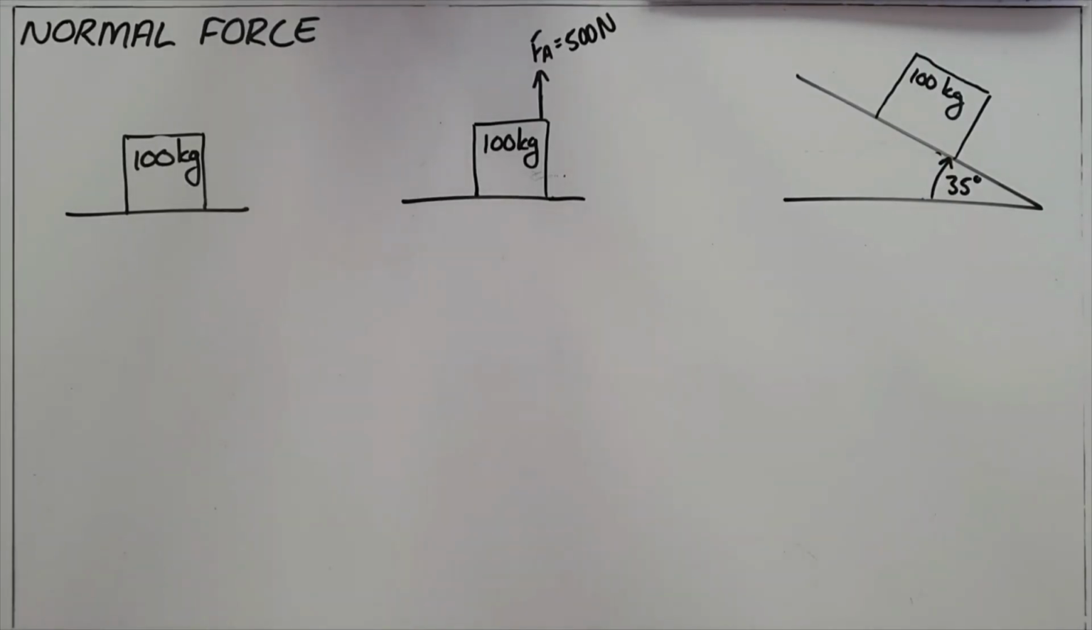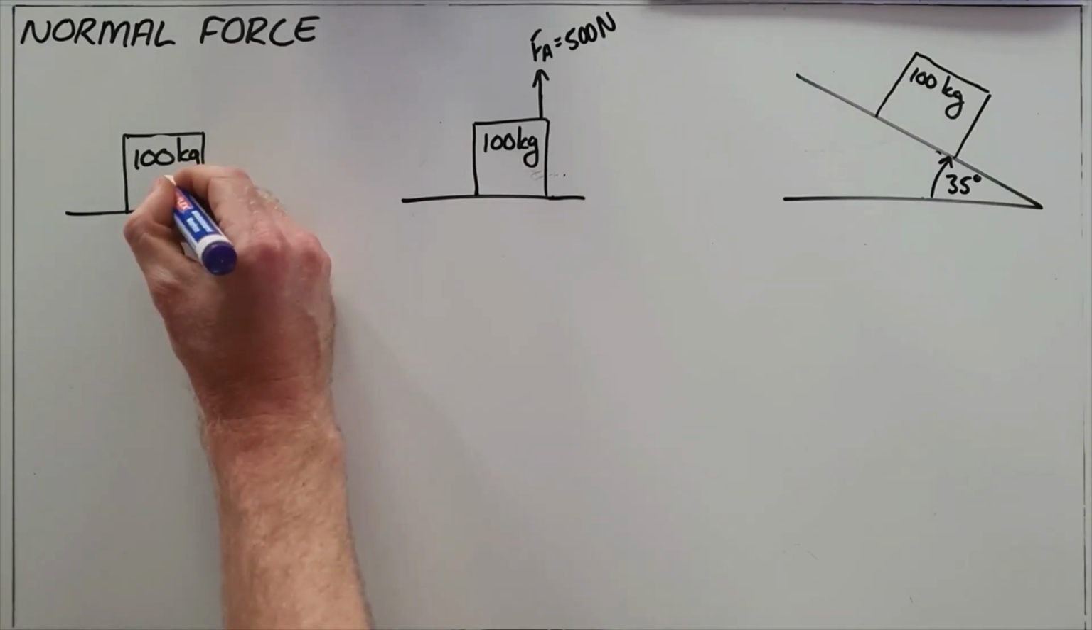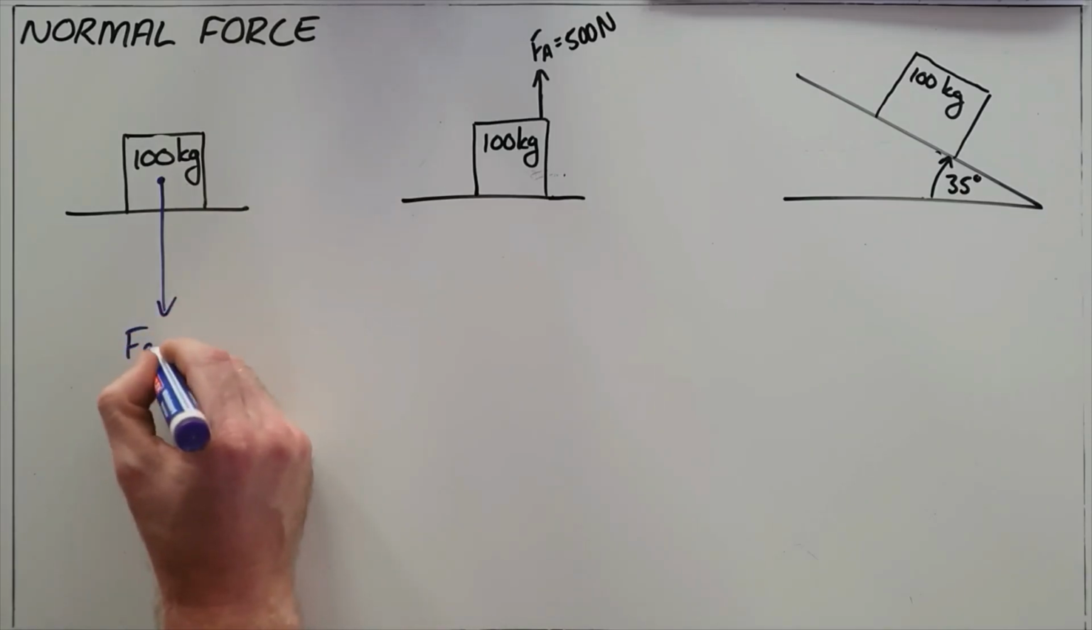The normal force is the force that acts perpendicularly upwards from the surface with which an object is in contact. So there are 3 common places where this comes up. The first one is with an object that is at rest on a surface. Now we know that that object, since it has mass, must have a force of gravity acting on it.